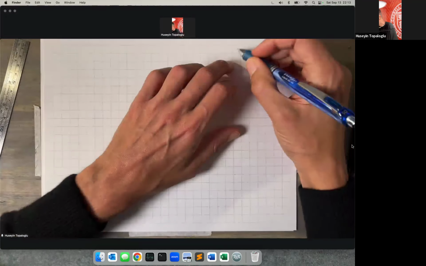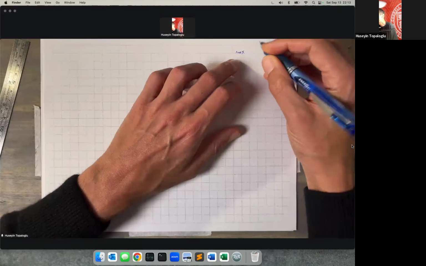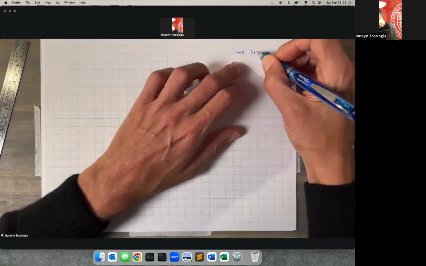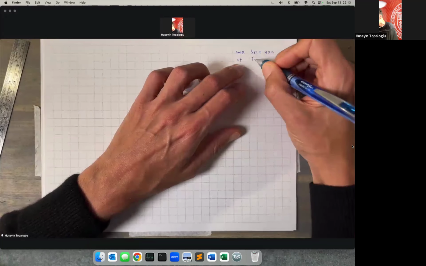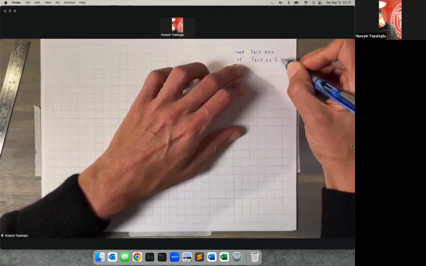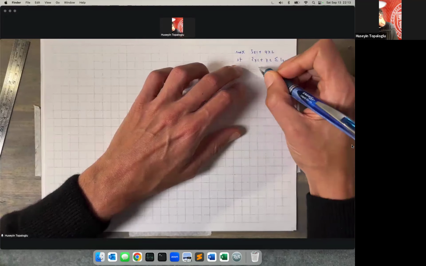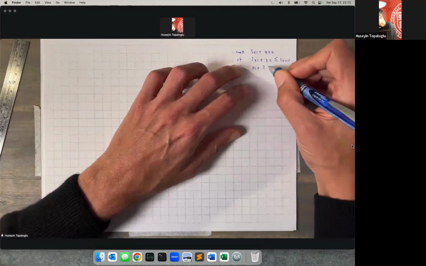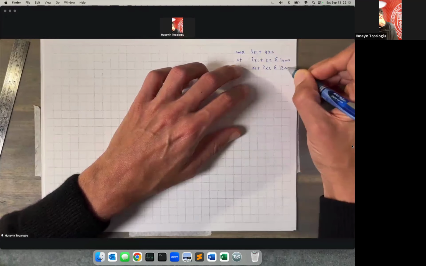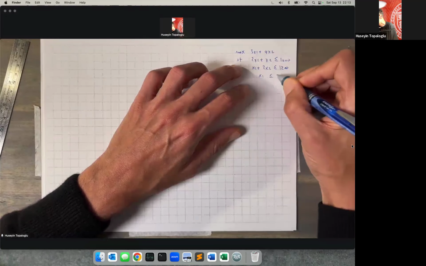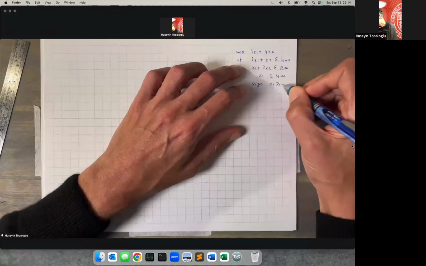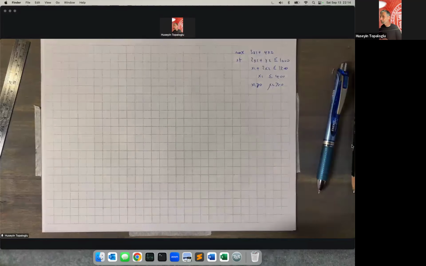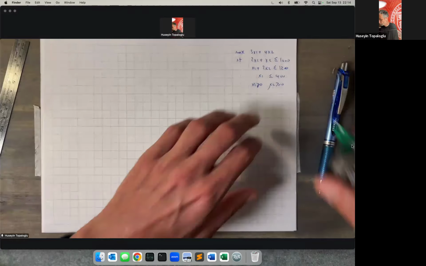Here's the linear program that we wanted to solve. Maximize 3x1 plus 4x2, subject to 2x1 plus x2 is less than or equal to 1,000, x1 plus 2x2 is less than or equal to 1,200, and x1 is less than or equal to 400. My decision variables are non-negative. This is the linear program that we were solving.